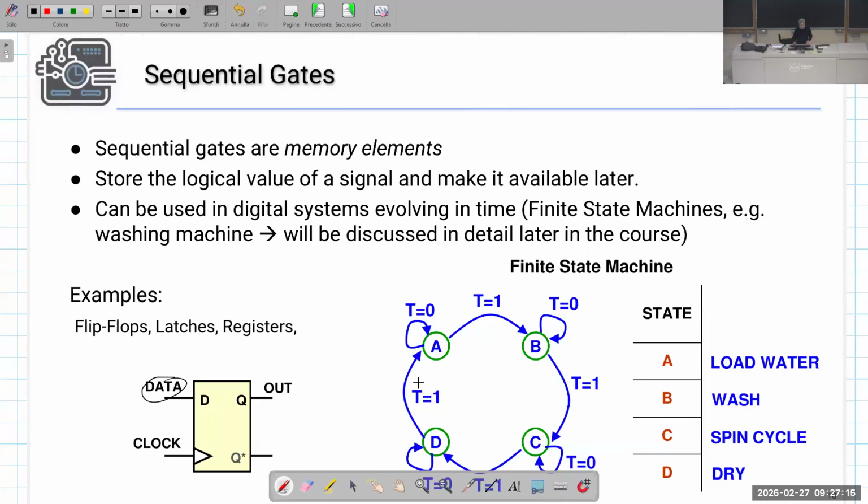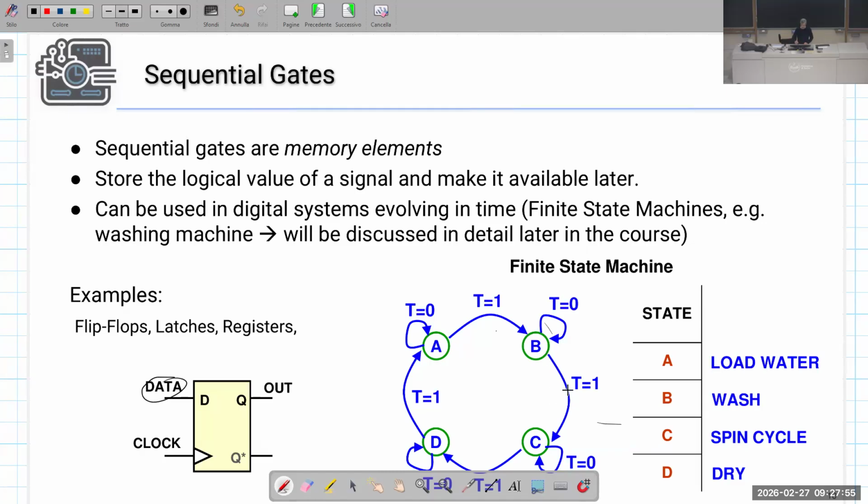The typical example of finite state machine is the washing machine, for instance, or also the traffic light, which is a digital system that undergoes a sequence of states. So it keeps track, and in each of these states, the behavior, that is the relation between the inputs and the output, is specific. So it's a system that evolves in time according to different states, which can be expressed using the formalism of the state transition graph, depending on the value of the signals.